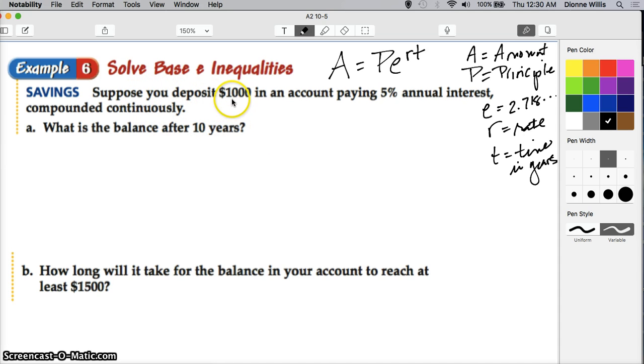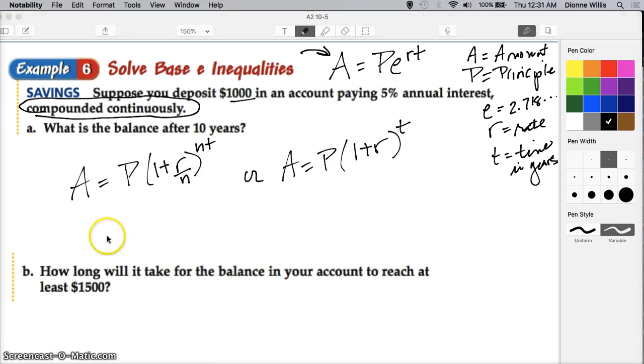Suppose you deposit $1,000 in an account paying 5% annual interest rate compounded continuously. Now, this phrase, compounded continuously, really tells us to use this formula. There are other formulas and they look like this. They're formulas where the money isn't compounded continuously. What's happening here, it's compounded periodically. In this formula, it's compounded on a yearly basis, and in this formula, it's compounded on an n number of times a year basis.